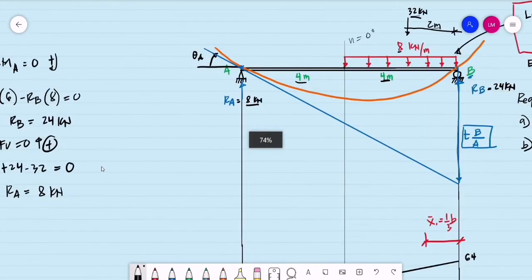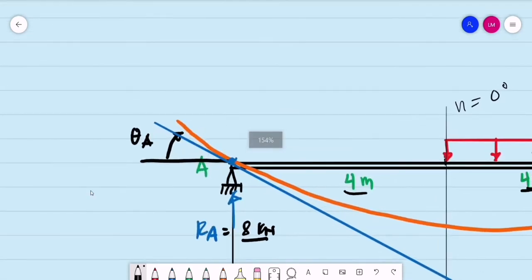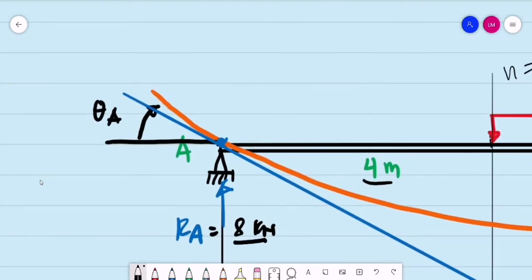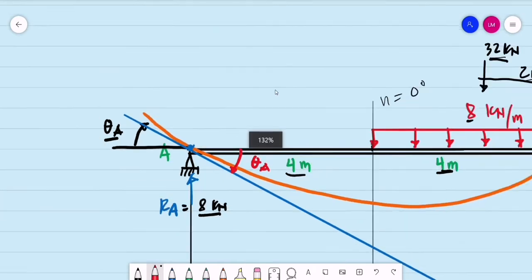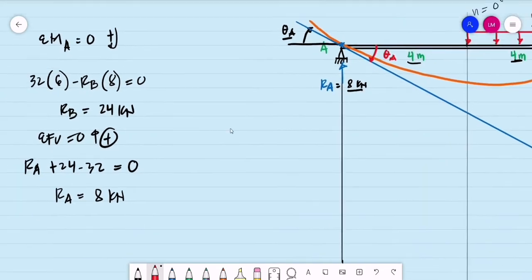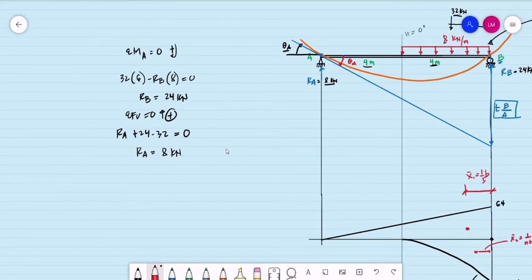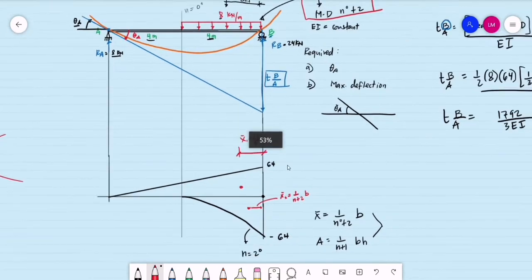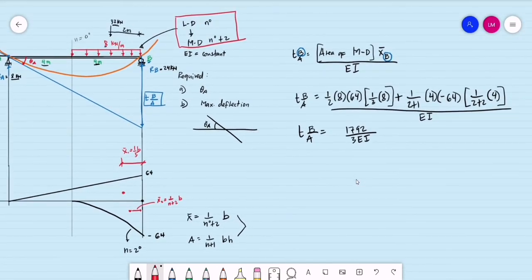So how do we compute for the rotation at A? If you consider these two angles, this is theta A. If you consider the rotation of the beam due to the deflection, this is the same as theta A. We call these two angles vertical angles. For example, we have two lines intersecting each other. If this is theta A, this is the same as theta A. How do we compute for theta A? It's like we have this triangle. All we have to do is consider that triangle, the length of the beam.